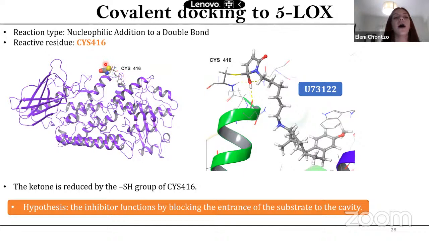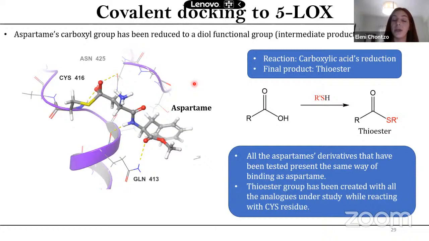So we chose cysteine 416, which resides in the region where the arachidonic acid, the substrate, enters the enzyme. And we used the already available covalent inhibitor as a prototype in order to observe its reaction. So with covalent docking, we predicted this structure of the prototype with cysteine, and we investigated further if the same thing happens with aspartame.